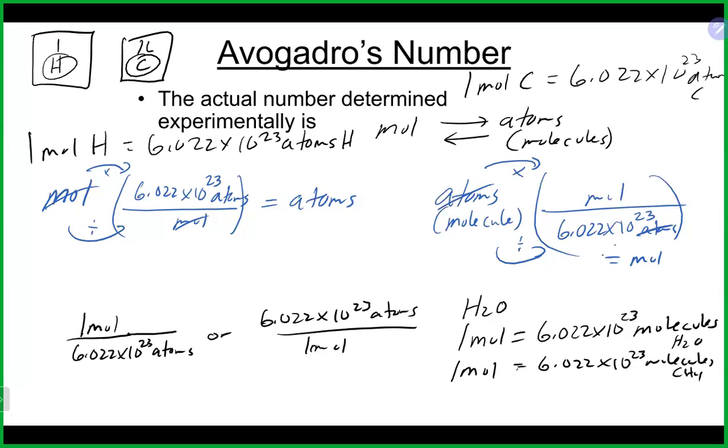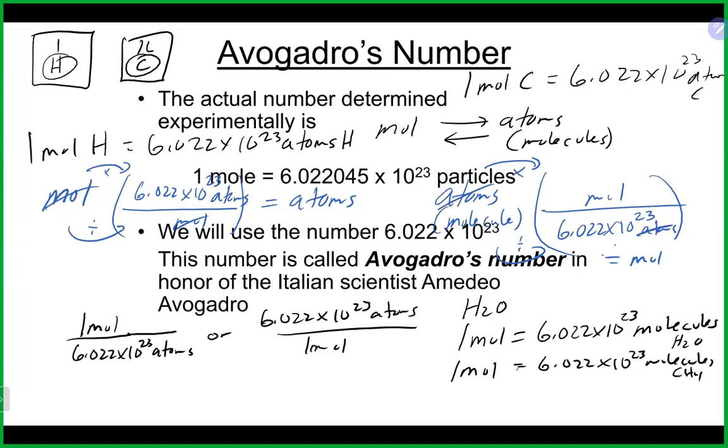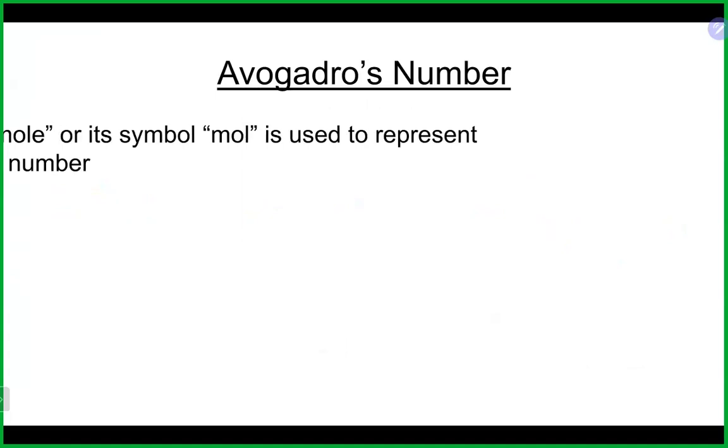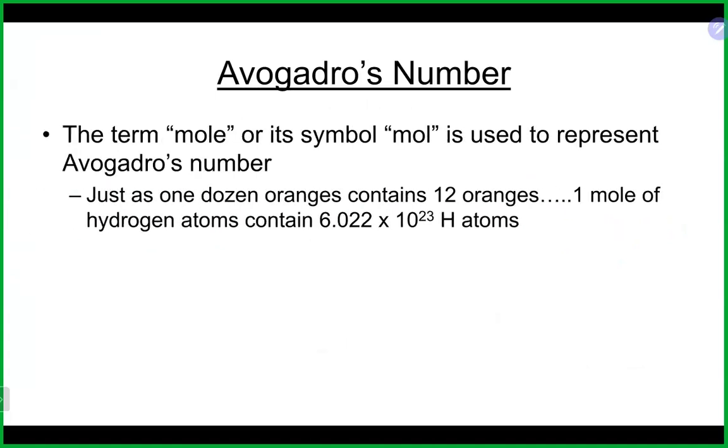Any questions on that there? And again, you could use that for anything. And whenever anybody says a mole of something, the number that's associated with that is Avogadro's number.